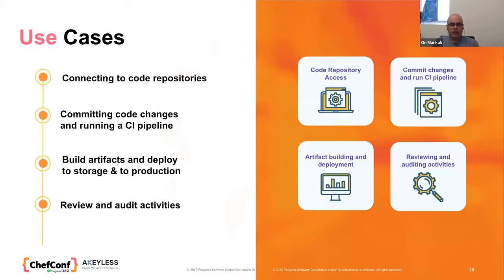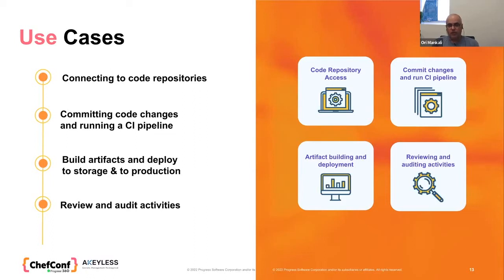The use cases that are relevant to this story are, first of all, connecting to code repos. For example, if I'm using GitHub or GitLab or any other code repository today, I would need to be authorized to access private repositories. This can be done based on short-lived personal access tokens to allow you access to code repos on a need basis. Secondly, when you commit changes to your code repos, you want to trigger some kind of CI pipeline, and this CI pipeline may require access to other types of secrets.